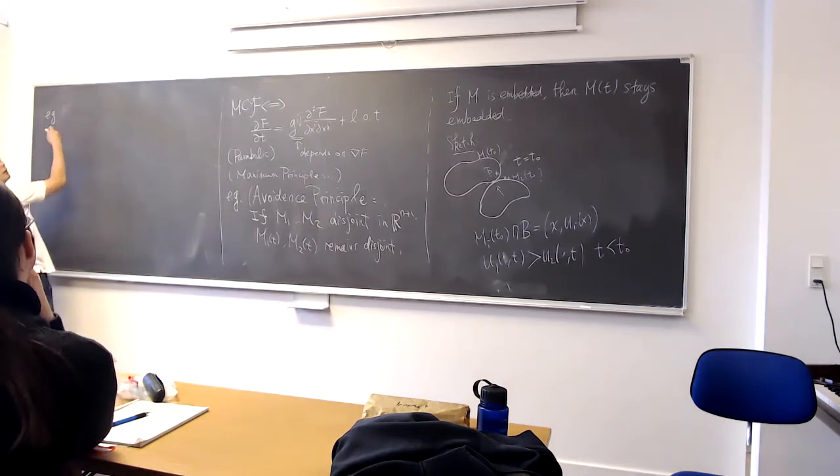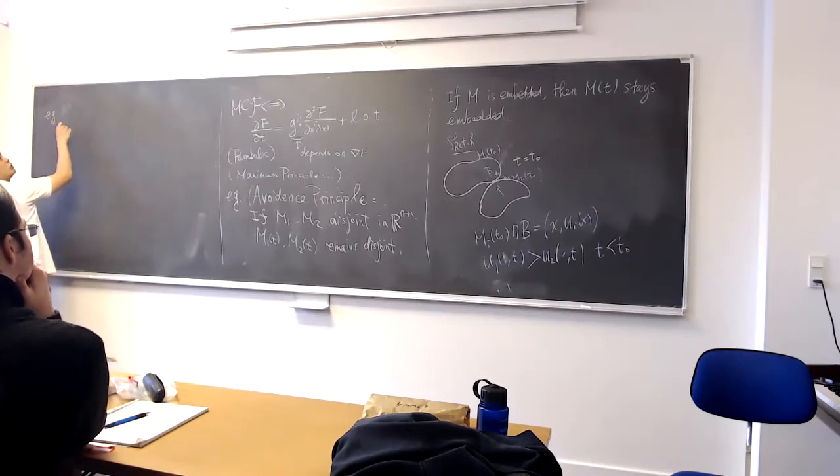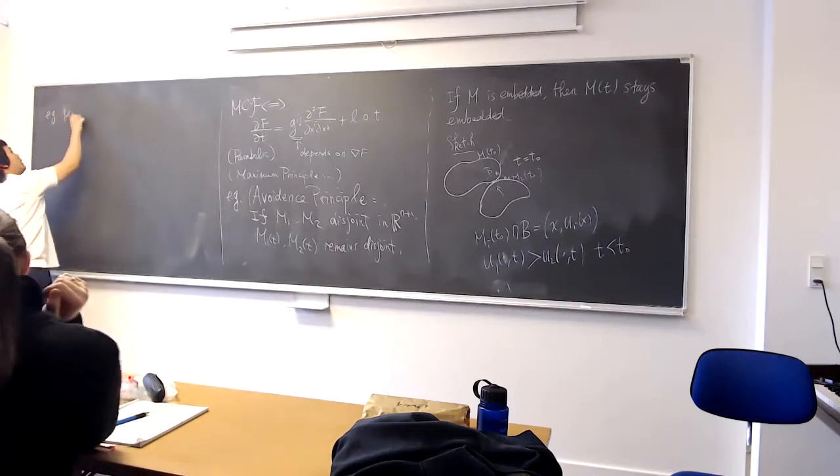So, for example, there's another thing about the mean curvature flow. It is what we call the mean convexity.